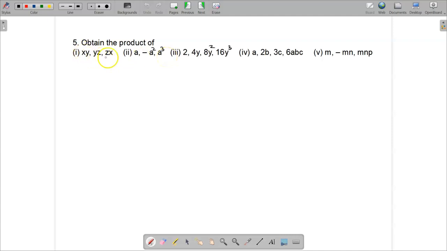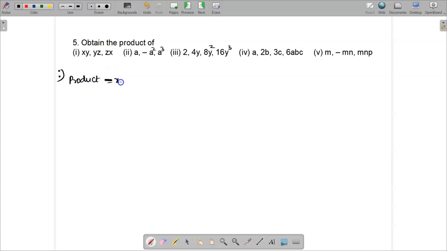For each and every problem they have given some terms, and we have to find out the product. Finding the product means we have to obtain the multiplication of the given terms. So let me take the first problem. They have given xy, yz and zx. We need to find out the product.